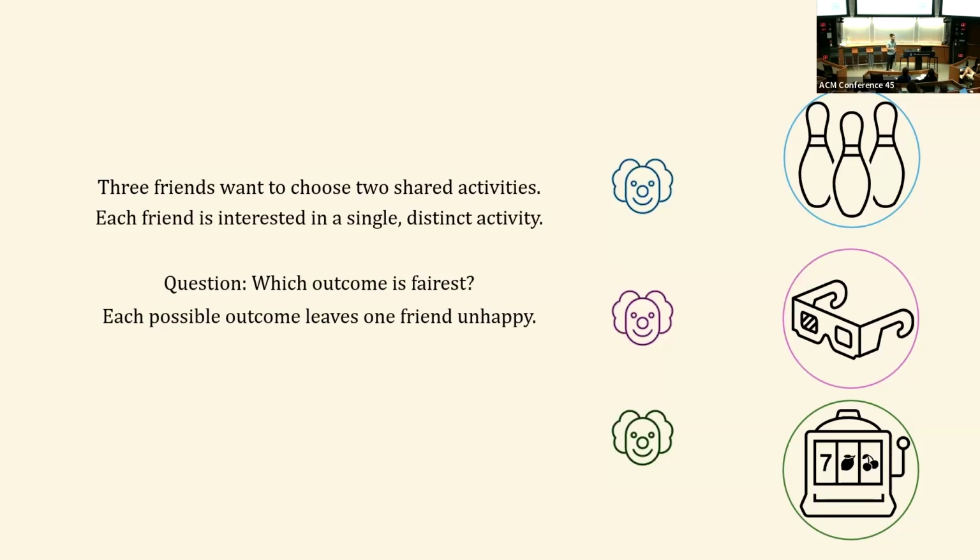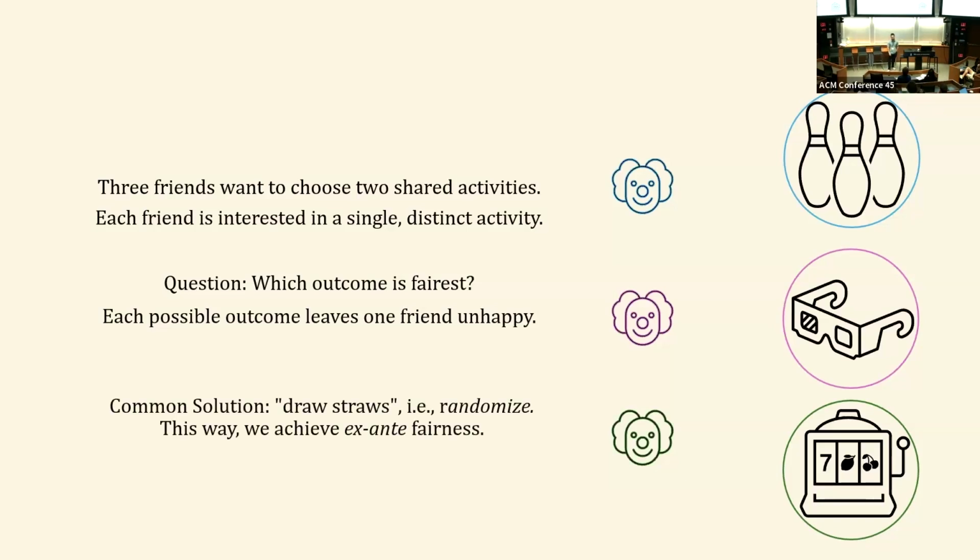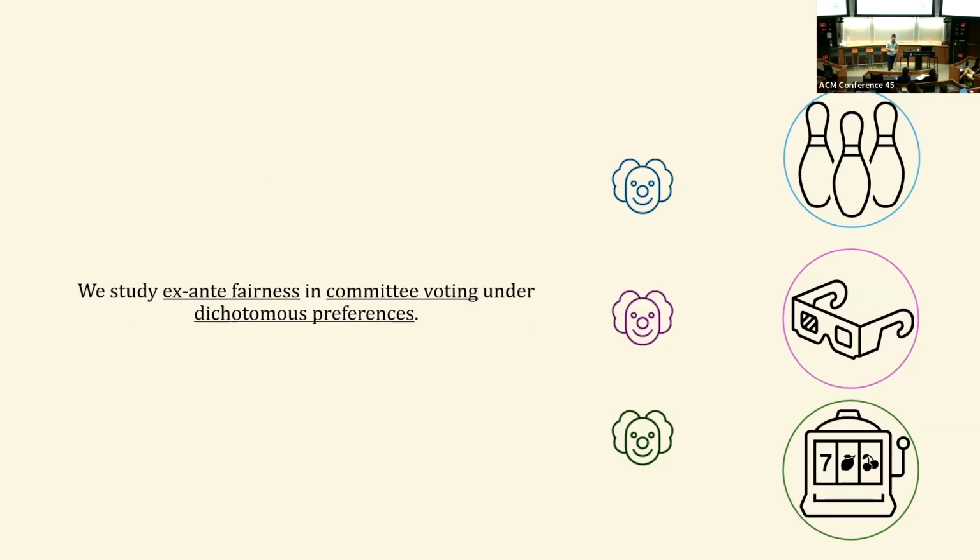So how do we usually resolve this problem in practice? Well, we would draw straws or roll a three-sided die, or in some fashion, randomize. And why is this fair? It's fair in expectation, and so it's fair ex ante. So to summarize what we want to do in this paper in a more broad way is to look at committee voting, where we have to select more than one alternative, and we want to study ex ante fairness in the case where voters have dichotomous preferences, so where they just have 0, 1 utilities for each candidate.